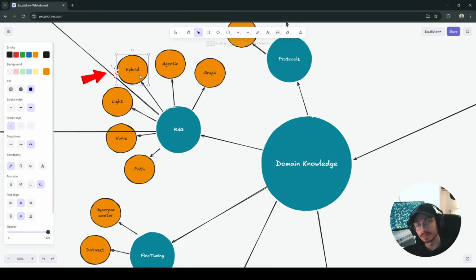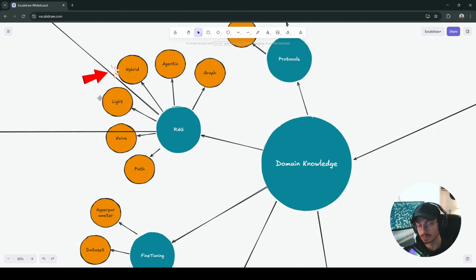Hybrid RAG is the combination of naive RAG and Graph RAG. It allows you to combine these two methods and retrieve your data from the vector store and Graph RAG together. In this way, you will have more information. And finally, Agentic RAG lets the agent itself orchestrate retrieval, refinement, and ranking. It's dynamic, adaptive, and excellent for multi-step reasoning tasks.